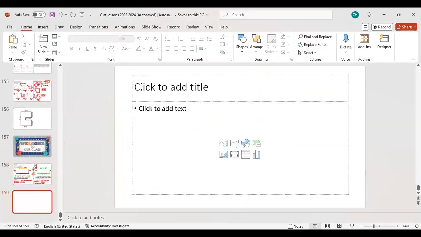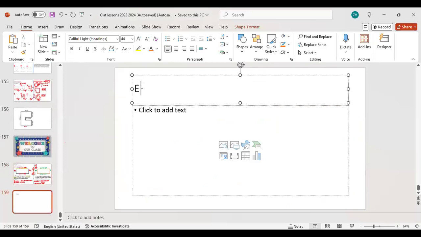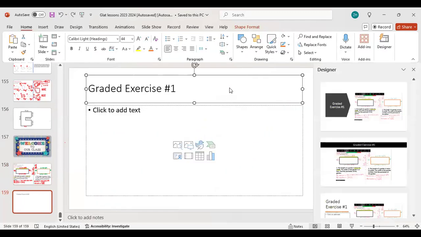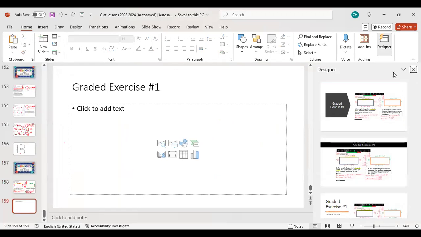All right, so this is what example. We are already done with the example. Let's go on to take a picture of your work and send it to me via WhatsApp. That's what I need y'all to do. All right. Then we can move on to grade exercise number 1.